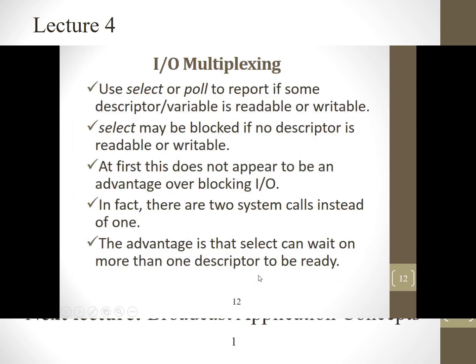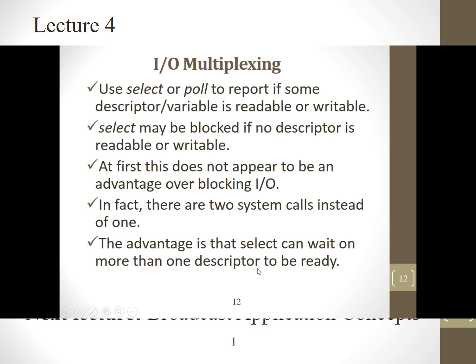So what does it say? At first, this does not appear to be an advantage over blocking I/O. In fact, why are we using two system calls instead of one? This is also what you call a waste of resources. But then it says the advantage is that select can wait on more than one descriptor to be ready. So this is good.